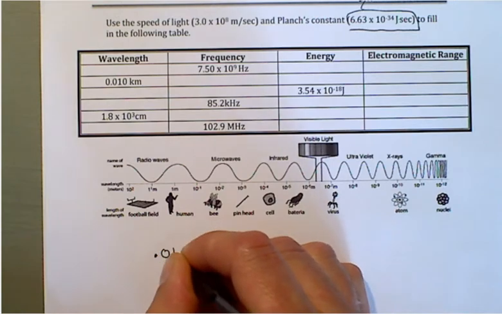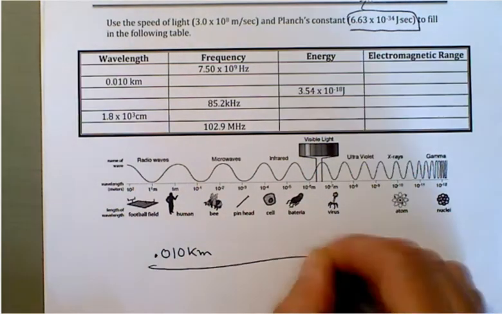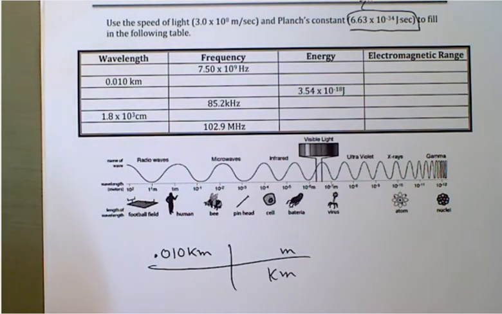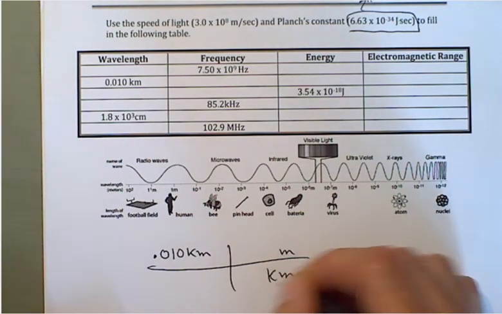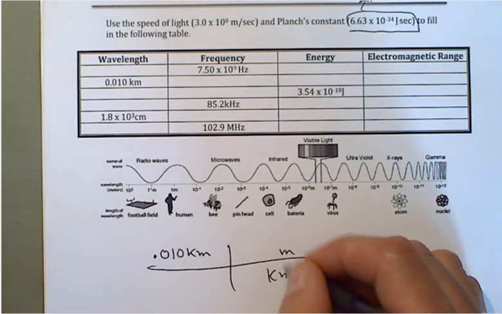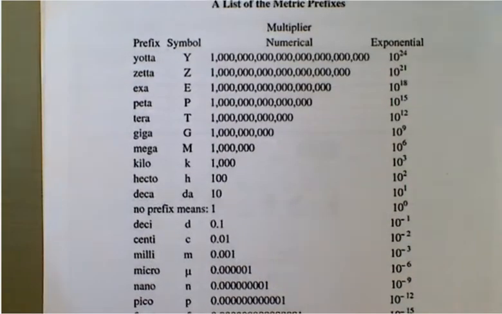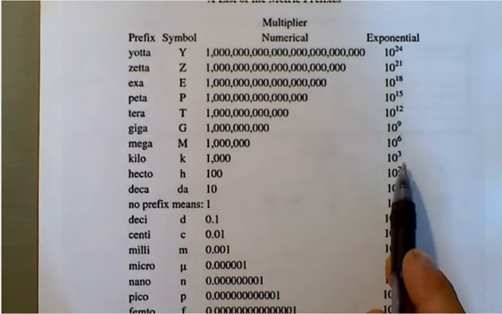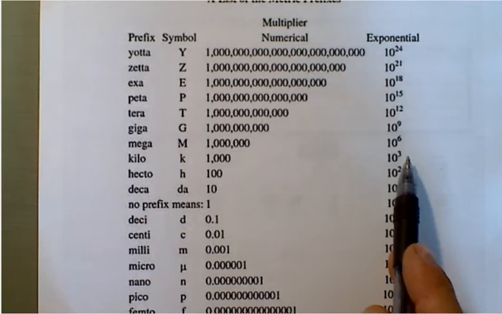I got 0.010 kilometers, and I got kilometers down here going to meters up there. If I calculate my powers of 10 difference between kilo and meters, take a look at this. This is also found on the back of your periodic table. Look, kilo is 10 to the third. We're going from 10 to the 0 to 10 to the third.